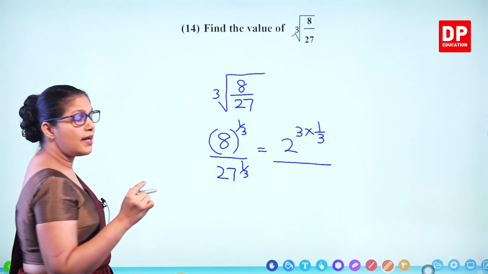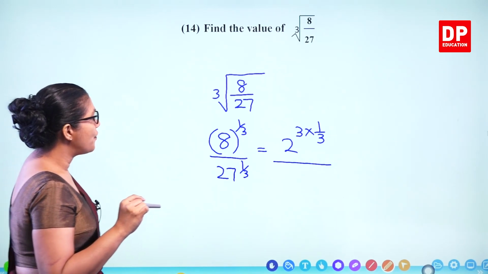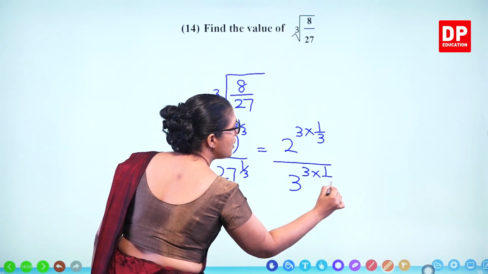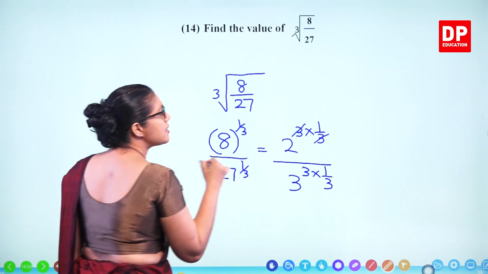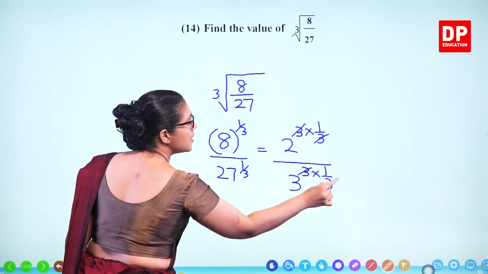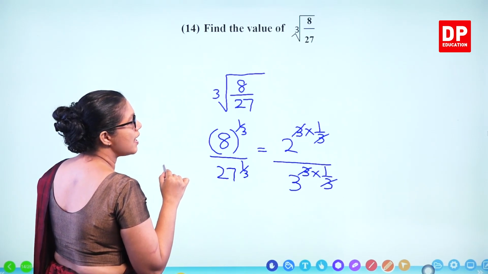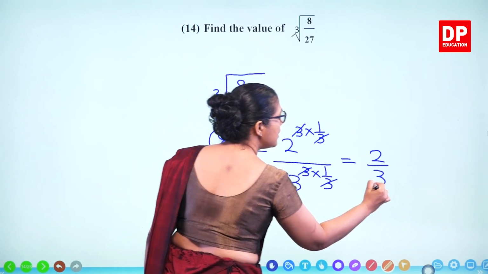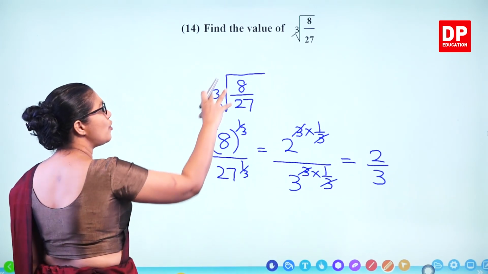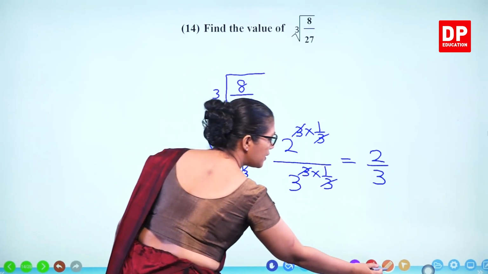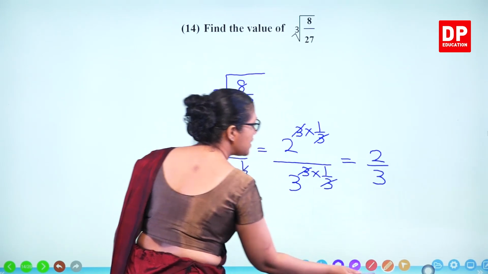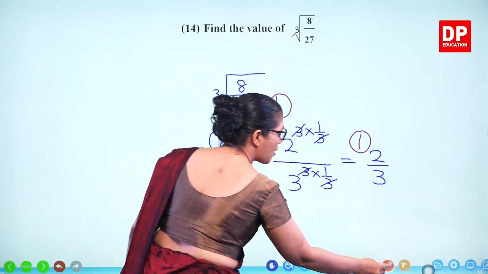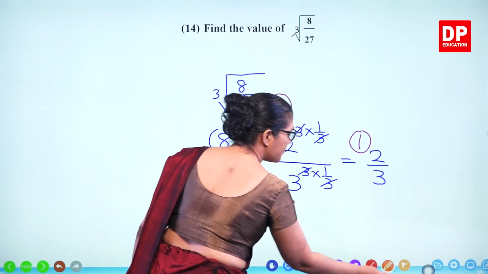What's 27? Cube of 3, 3 to the power 3. Now we can see, you can multiply. So the 3 gets cancelled out, and what's the answer? You get 2 over 3. So the cube root of this is 2 over 3. So 2 marks for this, 1 mark for the answer, and 1 mark for the method.